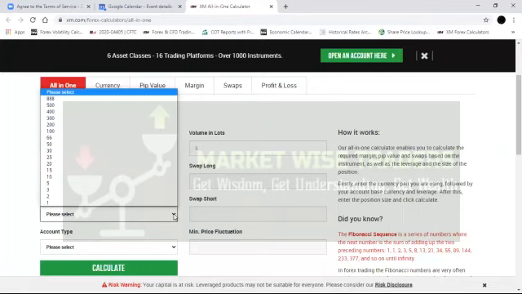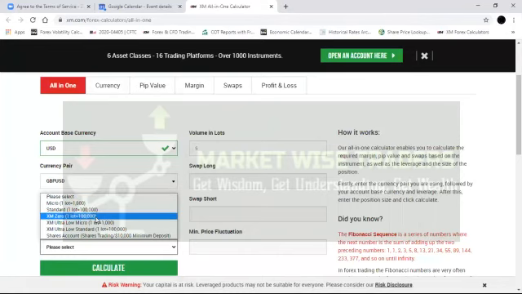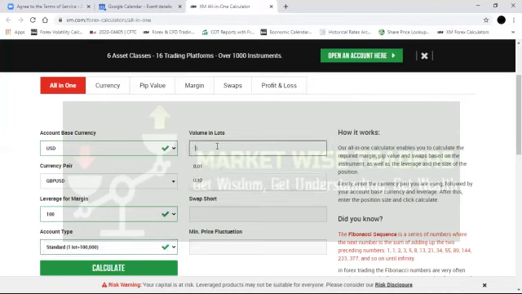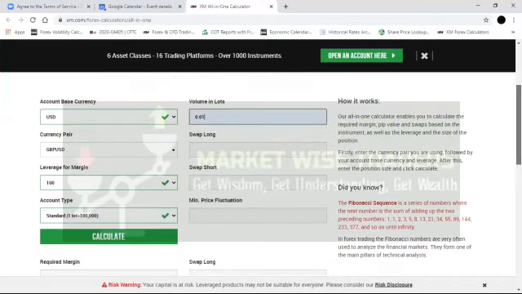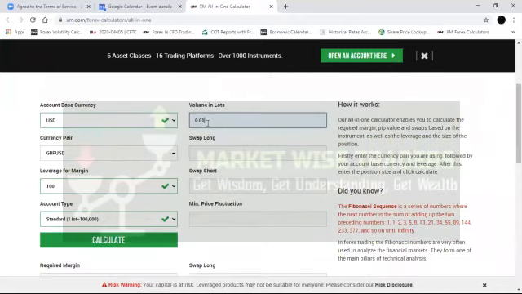leverage. Say you want to use 100 to 1. The account type is a standard account. So there you have your lot sizes. So let's say the micro lot, you want to trade 0.01, you just go to calculate.